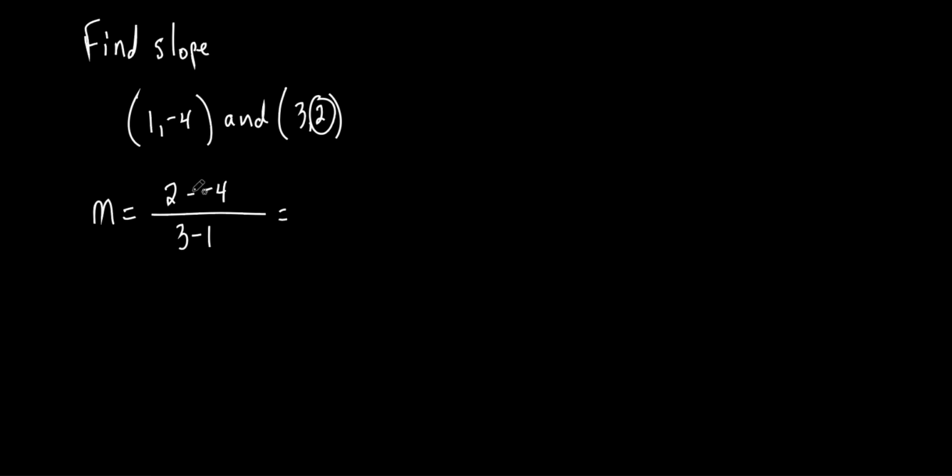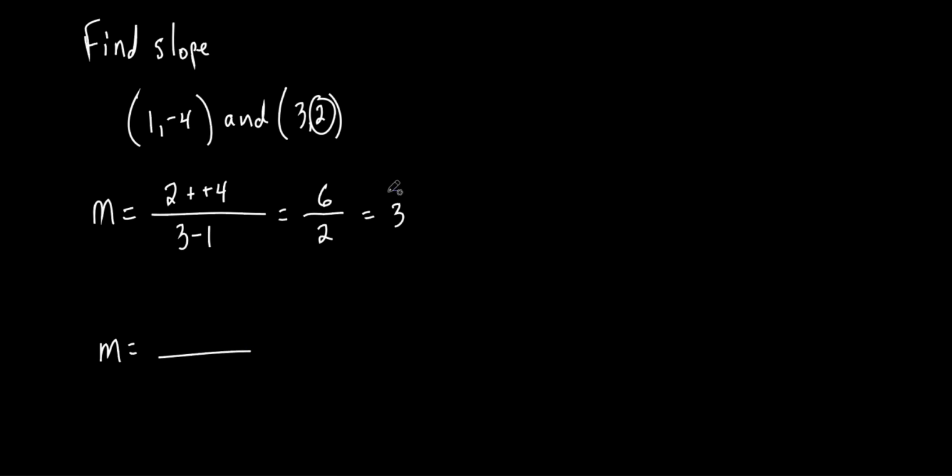All right, let's do it. 2 minus negative. What's minus a negative? It's plus. What's 2 plus 4? 6 over what? 3 minus 1 is 2. Do I leave it like that? No. Always simplify your fractions. 6 over 2 is what? 3.